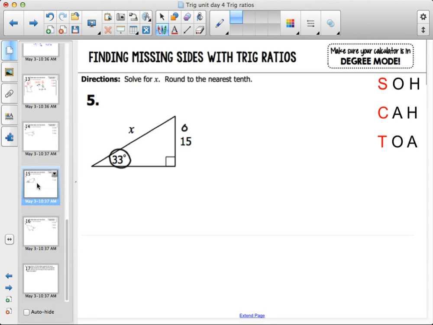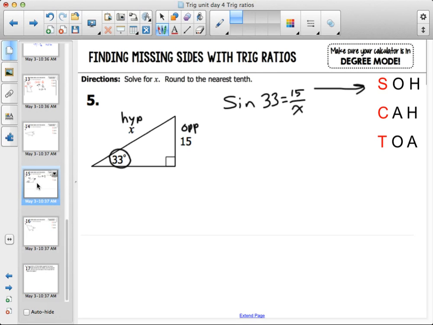This is the opposite side length. We are trying to solve now for the hypotenuse. Opposite and hypotenuse equals a sine function. That's the SO of SOHCAHTOA. So we'll do the sine of our angle, sine of 33, set equal to the opposite, which is 15, over the hypotenuse, which is x. Sine of 33 equals 15 over x.